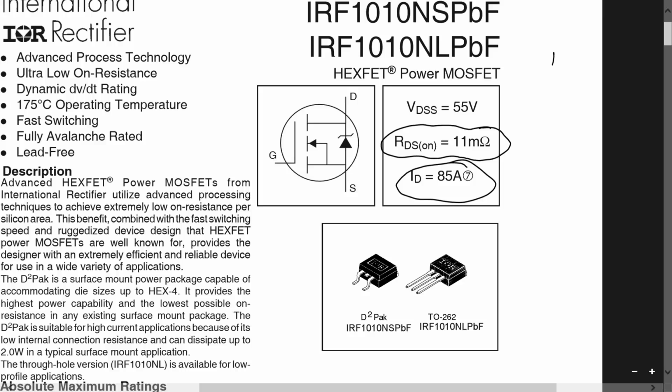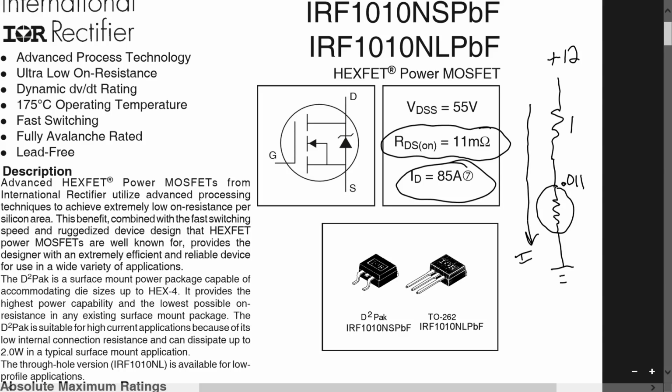We had 12 volts up here, and it went through a 1 ohm resistor, and that was the load. And then it went through the FET. I'll draw a little circle here, and when the FET is on, it's kind of like a resistor. And then it went to ground. And so the resistance of this guy is 0.011 ohms. Okay, so what I'd like to know is what's this current right here?